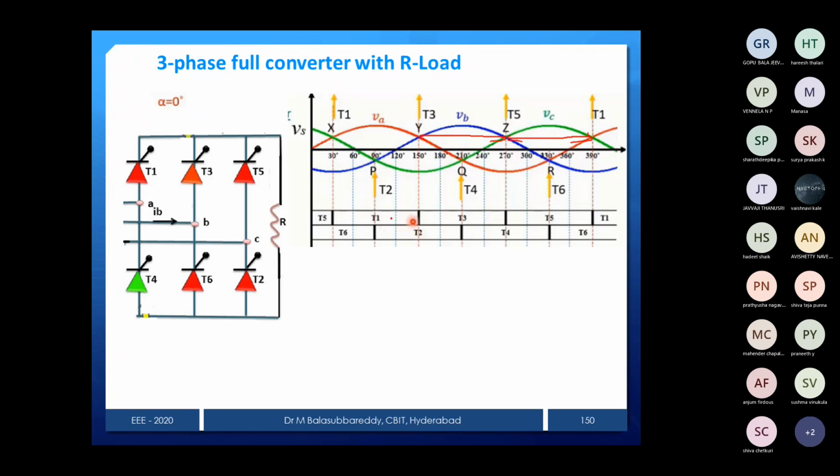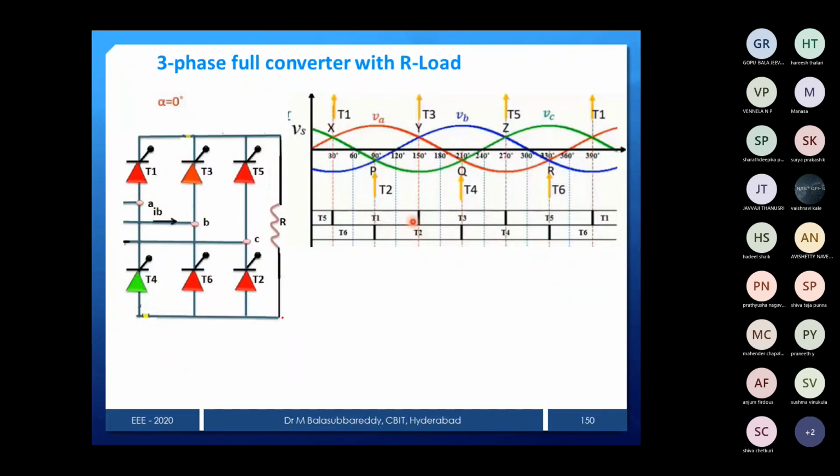We represented the upper group T1, T3, T5. Before that, the cycle is automatically repeated. After T5, T1 will come, no? And before T1, what is that? T5. That's why we mentioned T5. Or you can see that this is more positive than the other phases. The C phase is more positive, and C phase more positive means T5. That's why we represented it as T5.